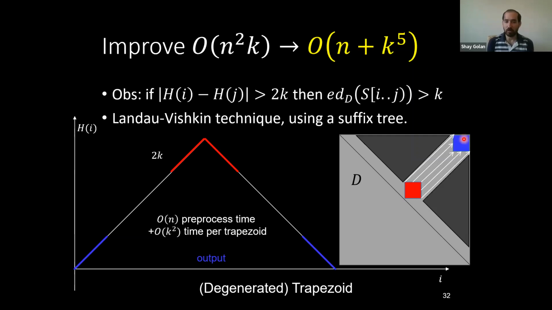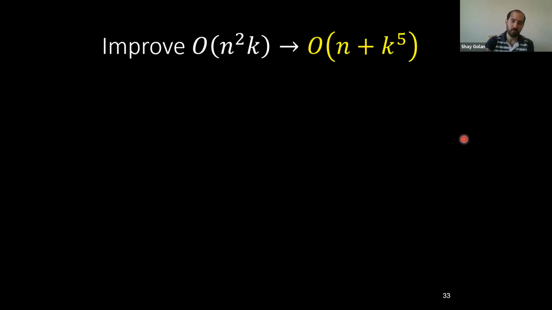So this triangle, we think about it as a trapezoid. We will see in a moment why. And it's the degenerate trapezoid, and the total time we spend for this trapezoid is just order of k squared time after the linear preprocessing.